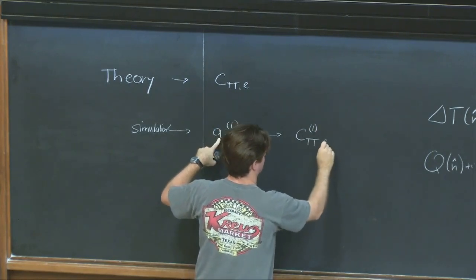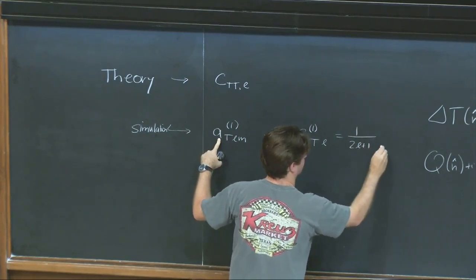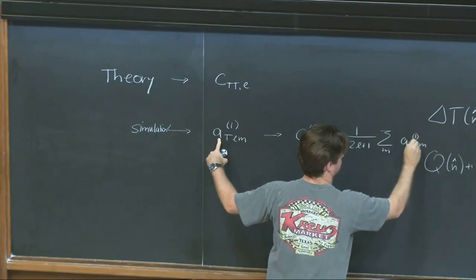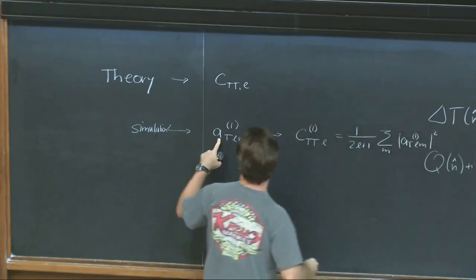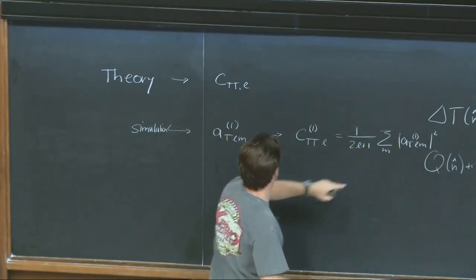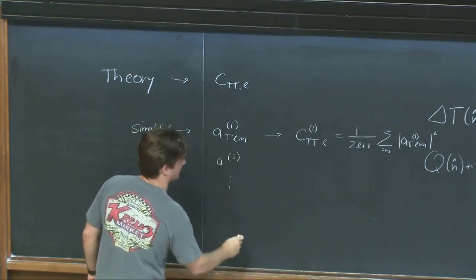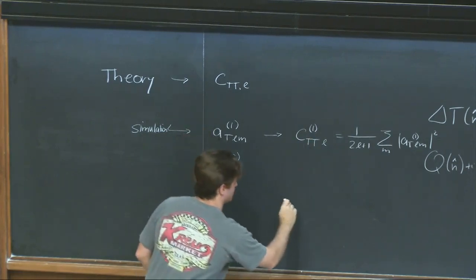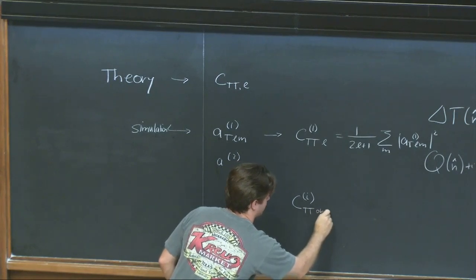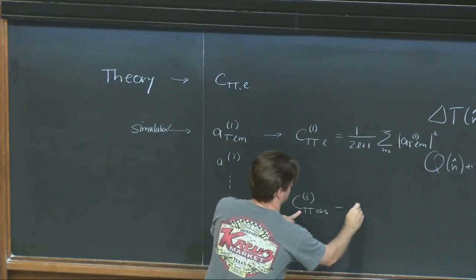So for the first simulation, you measure some angular power spectrum, which is 1 over 2L plus 1, sum over M, a_LM^TT of simulation 1, absolute value squared. And this is the analog of what I'm calling observed here. So you do this, and then you do this for the second simulation, and so on. So you have a bunch of CLs, the C_L^TT observed. And then for each of them, you can calculate this quantity.